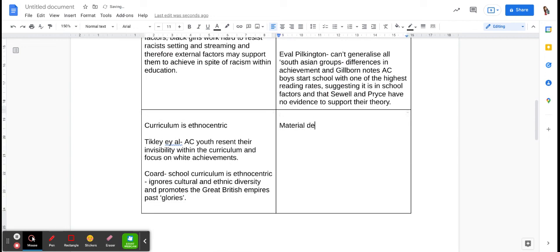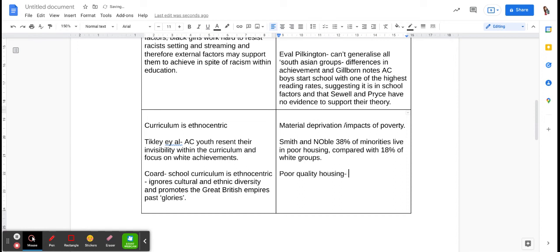Material deprivation. It's not in-school factors, it's outside school factors like material deprivation or the impacts of poverty. So, for Smith and Noble, 38% of minorities live in poor housing, compared with 18% of white groups. Material deprivation can lead to poor quality housing, causing higher rates of sickness. It can cause poor diet, lack of breakfast, and lack of breakfast leads to lower rates of concentration.